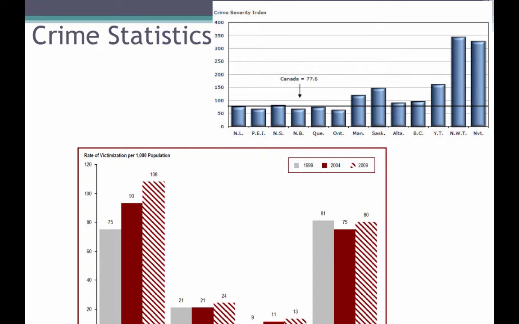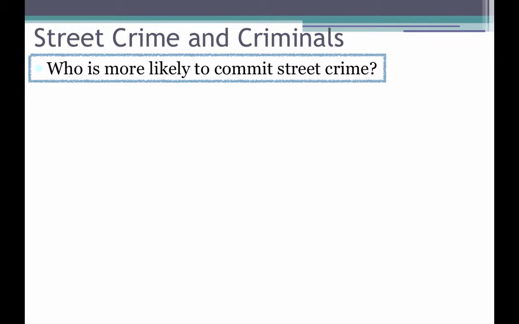Now, if we carry on and look at street crimes by criminals, who's more likely to commit crime? We look at the demographics. Who is more likely to commit street crimes? Well, what are the correlates of street crime? Now, the correlates aren't causes, but these are the associated things that occur at the same time when crime occurs. So when we look at these sort of patterns, it doesn't mean that these are the cause.